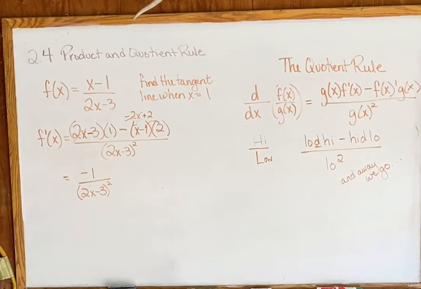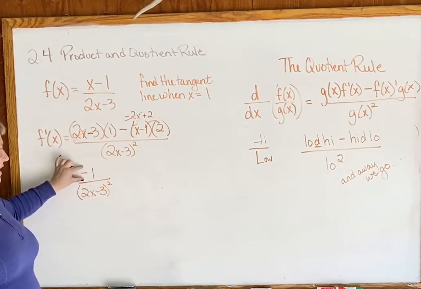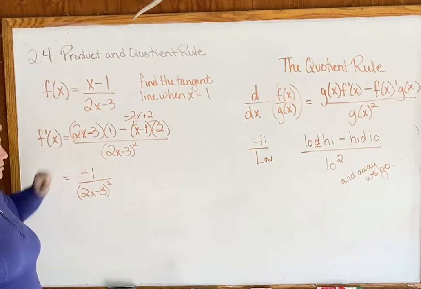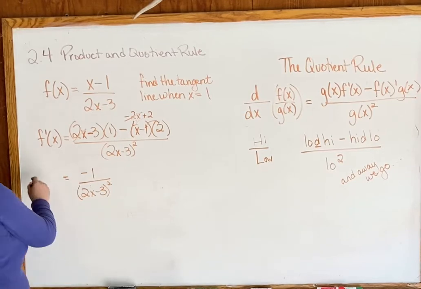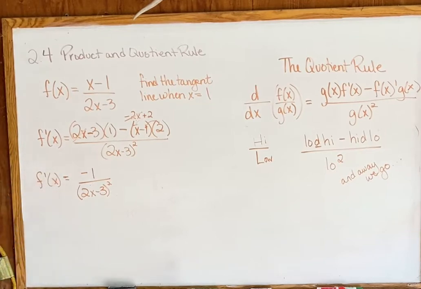So a lot of times, the top is going to simplify. Not always, but a lot of times, into something nice. The bottom is always going to be squared. Just leave it. But the top will simplify. So if we can simplify, let's go for it. Okay, so we got our derivative here. This is our derivative, but we're not done with the problem, are we?